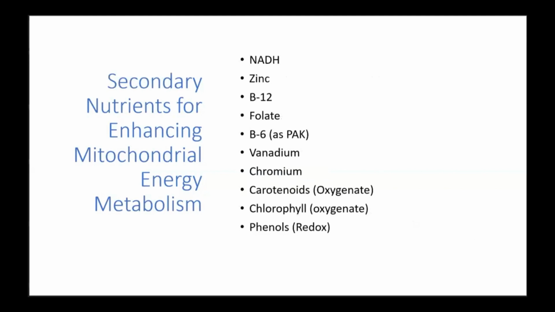Secondary nutrients. These are also supportive. NADH, people often give NAD plus now, right? It's a big part of the anti-aging community, trying to drive this process of replication of mitochondria and mitochondria biosynthesis and protection, all that. Zinc, B12, folate, and B6. These are all micronutrients or sort of vitamins or nutrients that we need little bits of to keep everything running. All the systems need these as cofactors. Vanadium and chromium, carotenoids, chlorophyll, and phenols from plants.